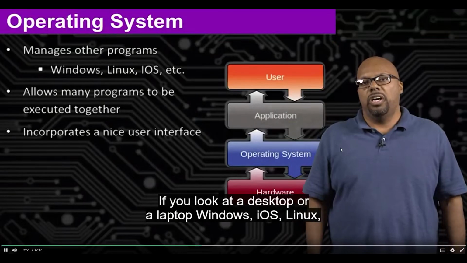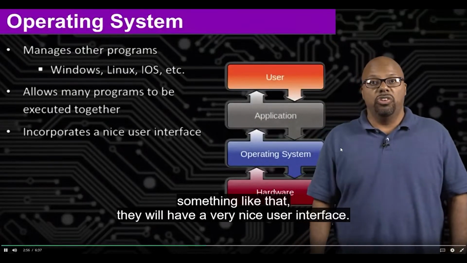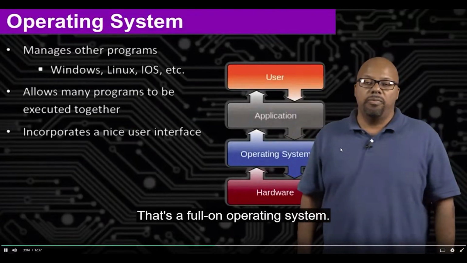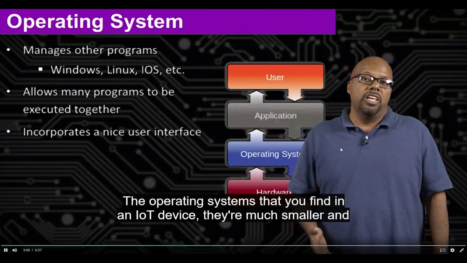If you look at a desktop or laptop, Windows, iOS, Linux, something like that, they will have a very nice user interface, you know, a graphical user interface, GUI. You can double click on a file and it'll open it up, that sort of thing. That's a full-on operating system. The operating systems that you find in an IoT device are much smaller and stripped back.